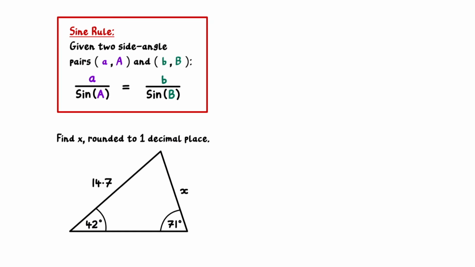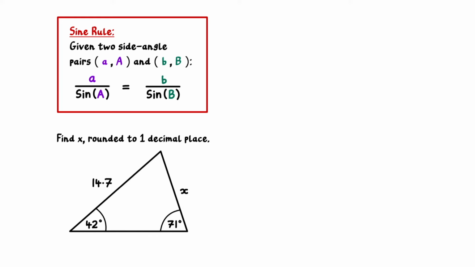We are now ready to see the sine rule in action from start to finish. The first step, which we've already practiced, is to correctly label the diagram and create an equation. The second step will be to use algebra to solve the resulting equation. In our first example, we have a triangle which contains angles of 42 degrees and 71 degrees. One side is labelled 14.7 and another side is labelled x.